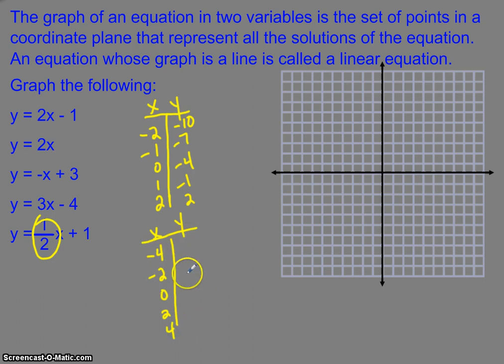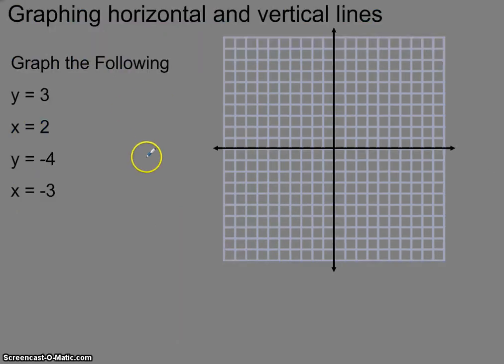That's going to get rid of the fractions, so I have nothing but whole numbers here. If I had a 3 here, I would pick numbers divisible by 3, like 6, 3, 0, 3, and 6, like that. Okay, and I just plug these in, get numbers for y, and graph these. Okay, for time's sake, we need to move on.